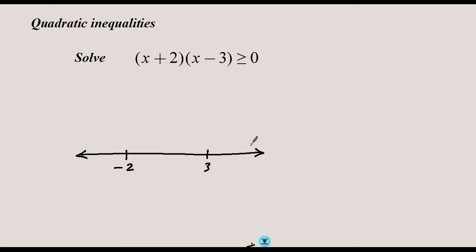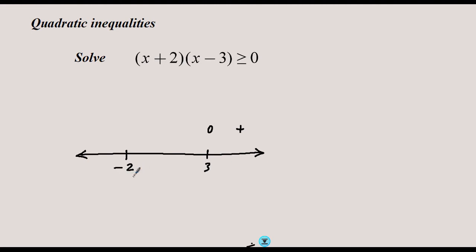When x is 5, this bracket is a positive. It's 7, but I don't care about the 7. It's a positive. And this bracket is a positive as well because it's 5 minus 3. This bracket is a positive times this bracket is a positive, so this gives me a positive value here. At 3, this bracket is a 0, and this bracket, I don't care because it's going to be multiplied by 0, so I have a 0 here.